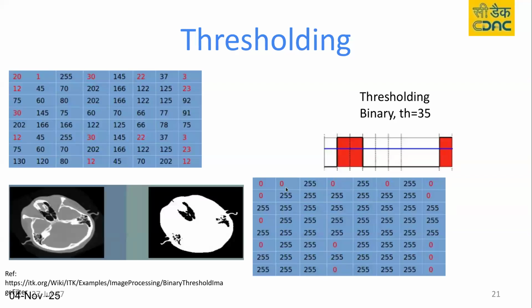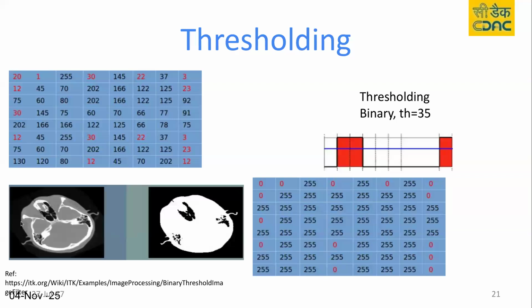So that's why you see these red numbers 21, 30, 22, 3, etc., which are less than 35 in the input matrix, become 0, 0, 0, 0, 0 in the output matrix. And any value which is greater than 35 in the input matrix will become 255 in the output matrix. So that's what you see here, a lot of 255. So in short, the output matrix will only have 0 and 255 after thresholding.